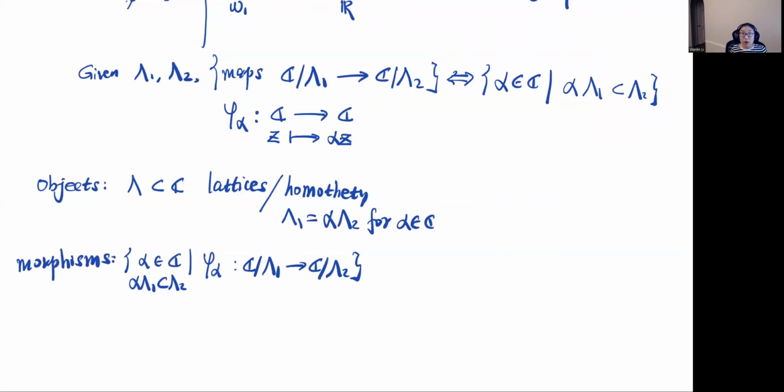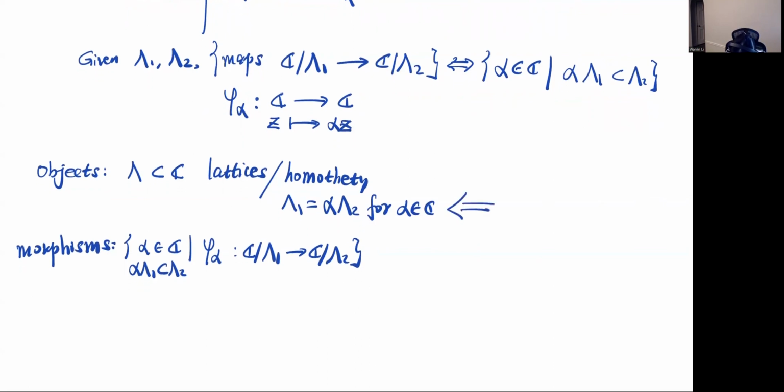So the first goal of today is we want to show essentially an equivalence of categories to the category of elliptic curves over C, up to isomorphism.